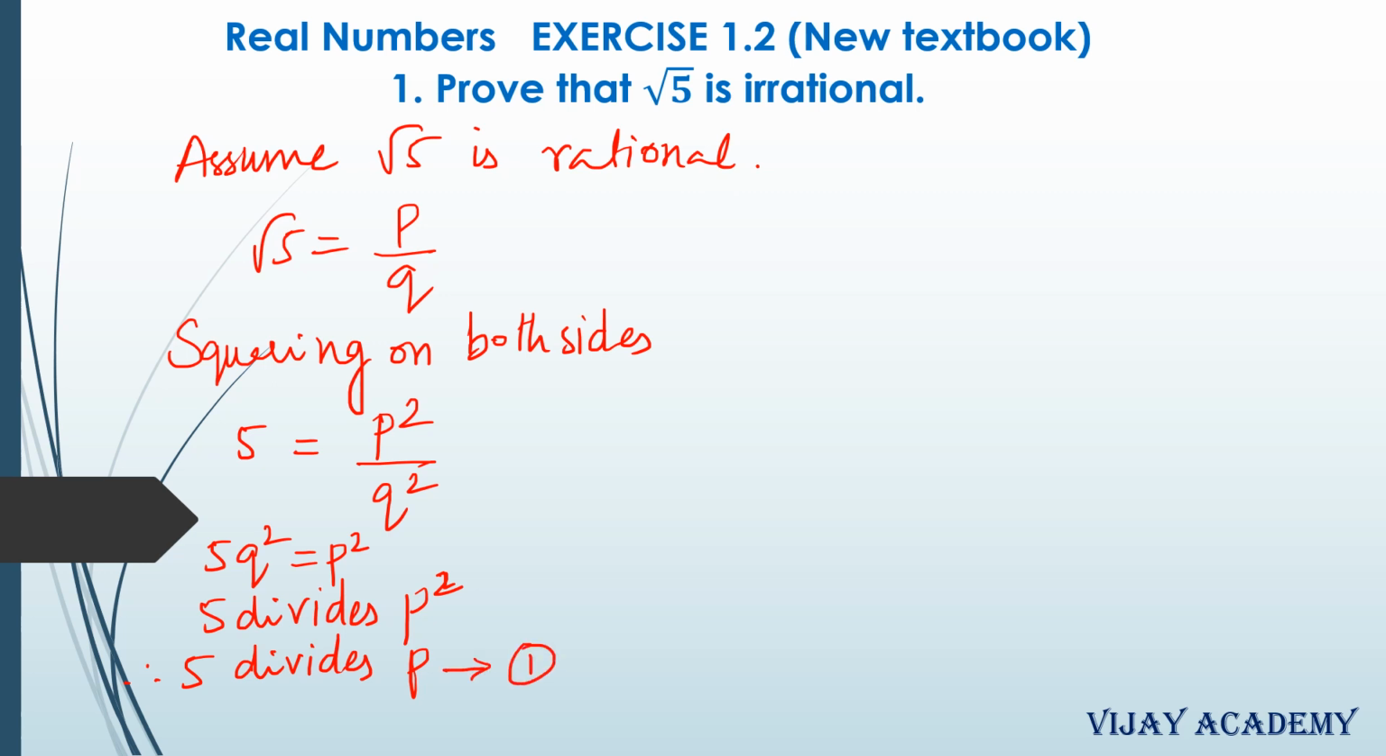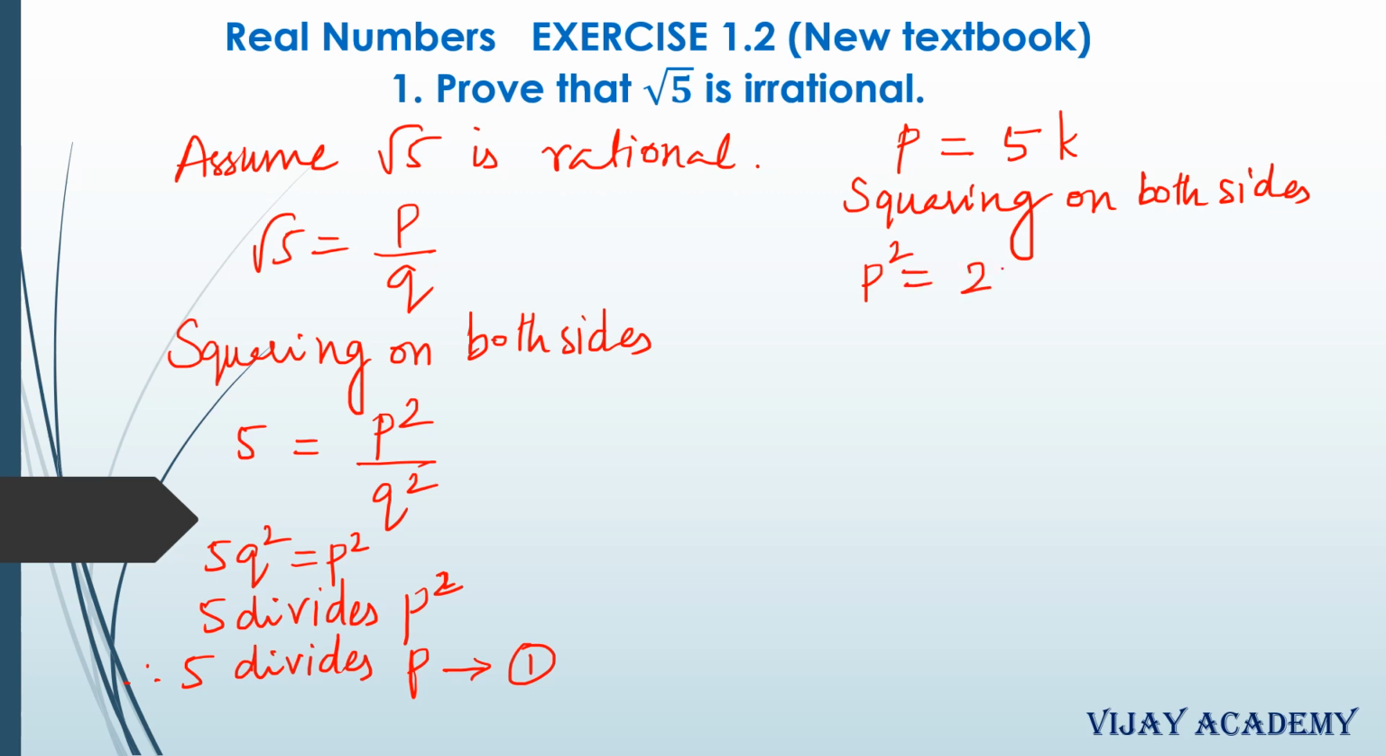Now in this statement we came to know that 5 divides p, which means p is a multiple of 5. So let me take that p equals 5 times some number. Let me take that as k. Now again let me square it on both sides. Squaring on both sides, we get p square equals 25k square.